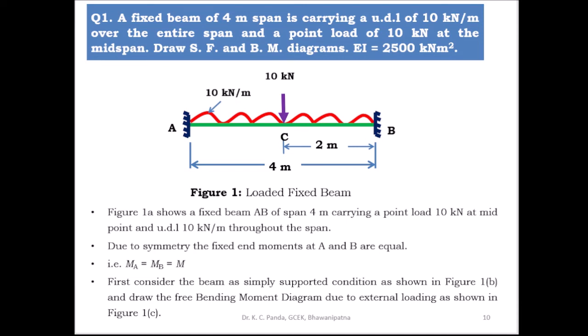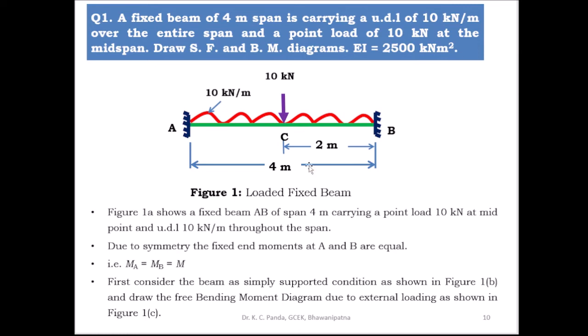Then coming to the first example: a fixed beam of 4 meter span is carrying a UDL of 10 kilonewton per meter over the entire span, and a point load of 10 kilonewton at the mid span. Draw the shear force diagram and bending moment diagram. EI is given as 2500 kilonewton meter square.